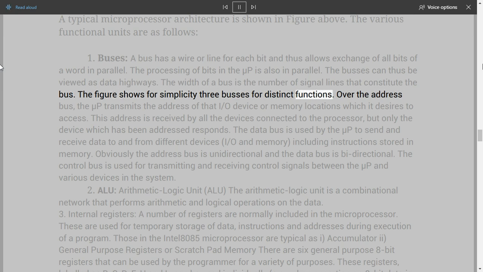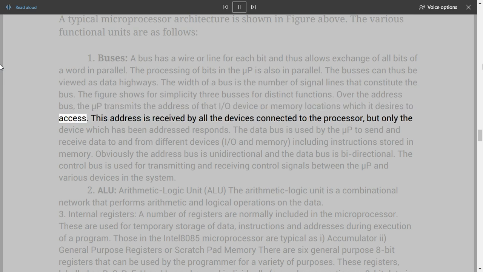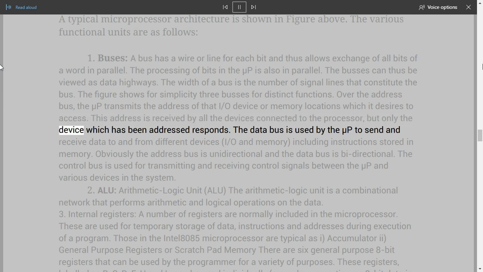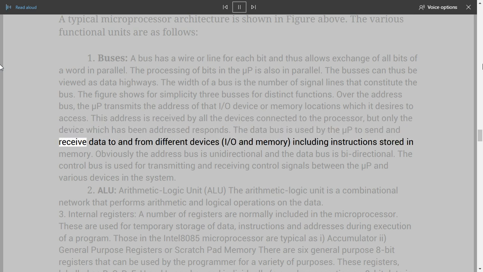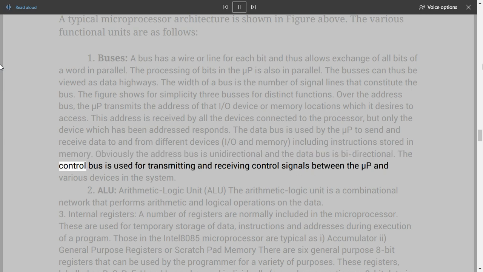Over the address bus, the P transmits the address of that I/O device or memory location which it desires to access. This address is received by all the devices connected to the processor, but only the device which has been addressed responds. The data bus is used by the P to send and receive data to and from different devices, I/O and memory, including instructions stored in memory. Obviously, the address bus is unidirectional, and the data bus is bidirectional. The control bus is used for transmitting and receiving control signals between the P and various devices in the system.